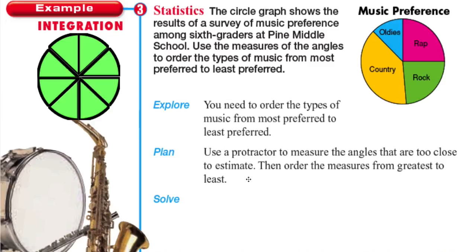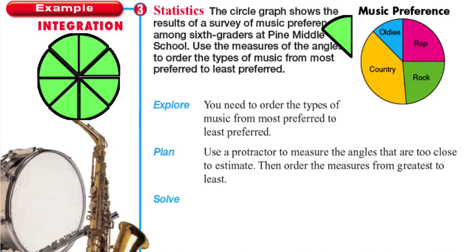So we can use a protractor, okay, or we can use our circle slices or circle wedges. Okay, so let's use our circle wedges, and then I'll show you how to use a protractor for this one. So using our circle wedges, let's look at oldies first, because oldies will have the smallest angle. And if you notice, if I get that slice there, oldies will be probably one slice or one wedge, which is 45 degrees. So oldies will be 45 degrees.